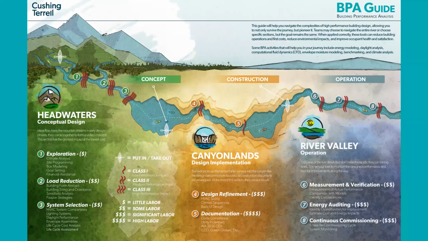But before we dive into the presentation, I wanted to give an overview of where this fits into the design process. At Cushing Terrell, this is one way we visualize the parts of the building performance analysis process. You've got the start of the project up in the headwaters of the mountain, and you're going to kayak downstream through some rapids into the canyon lands and then into the river valley. The early stage is where you see these class 3 rapids, and that's where you have high performance impact.